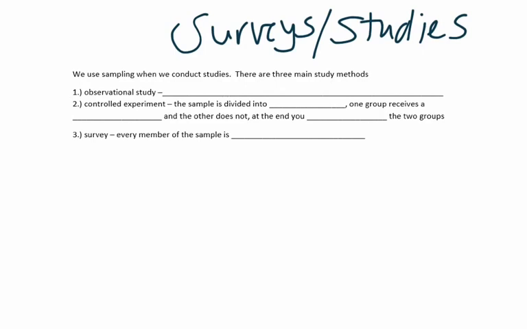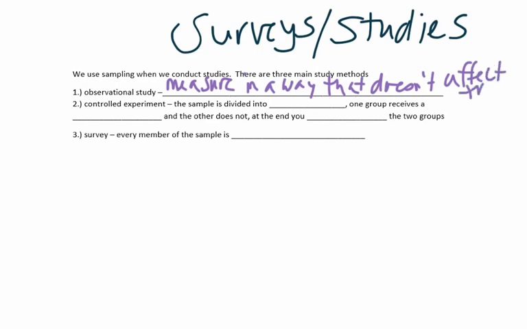So the first kind of study is an observational study, and that is defined as a study in which we measure in a way that doesn't affect the set that we're measuring. In other words, you just watch them or observe, hence the name observational. You're just watching, and you're watching in a way that doesn't affect what's happening.